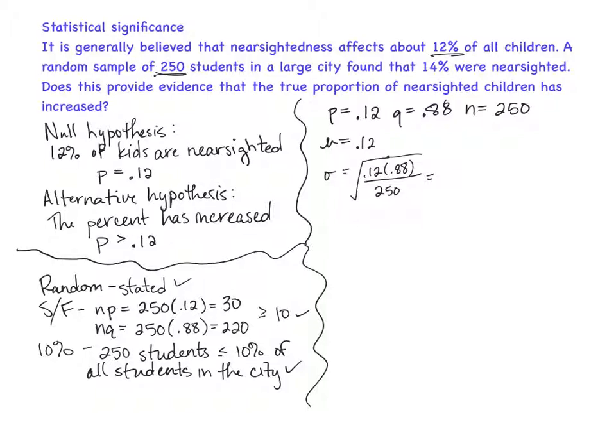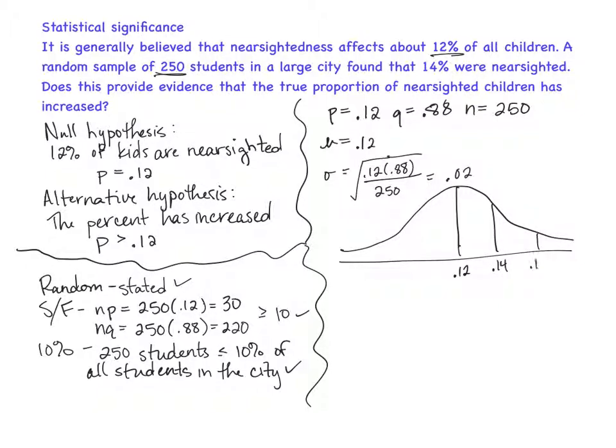0.12 times 0.88 divided by 250 is 0.02. It's 0.02055. I'm just going to go 0.02 to keep it simple. So I have my model. Okay, so 0.12 plus 0.02, 0.14, 0.16, 0.18, going down 0.10, 0.08, 0.06.